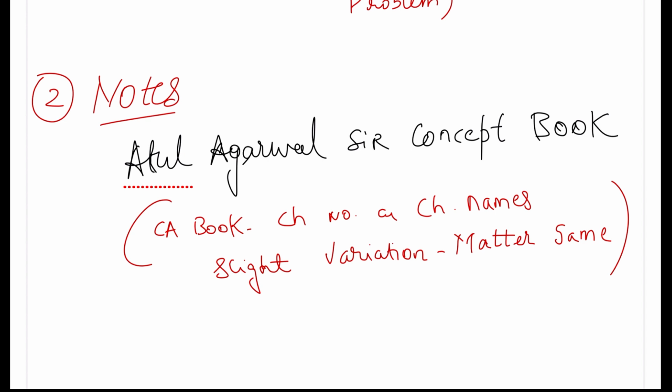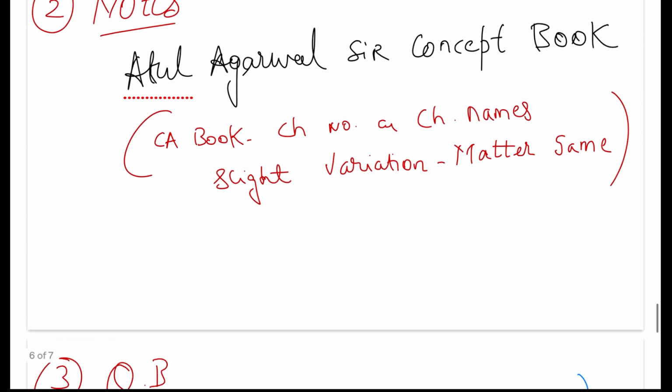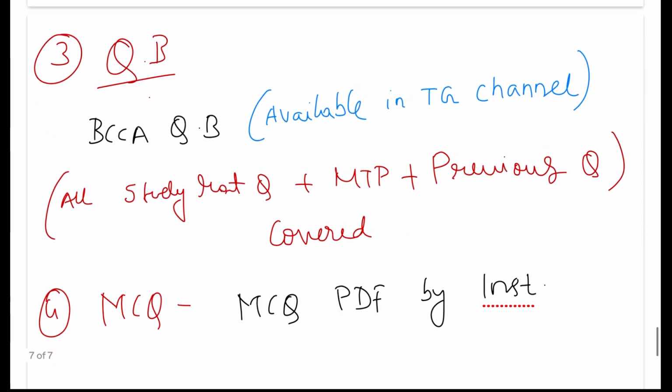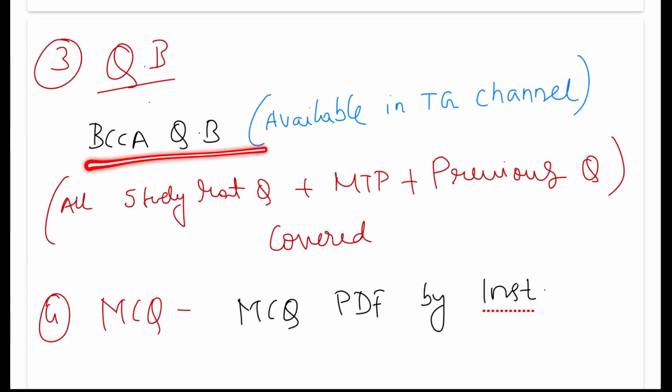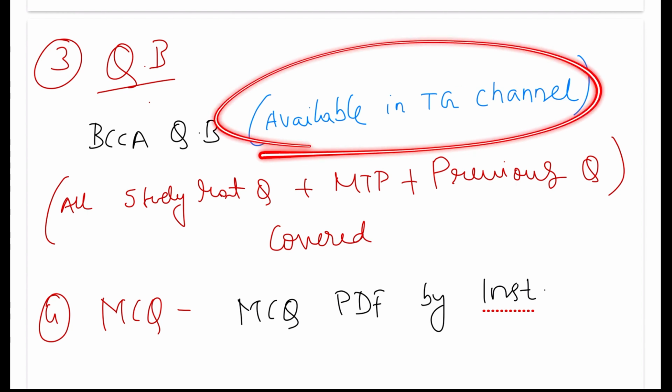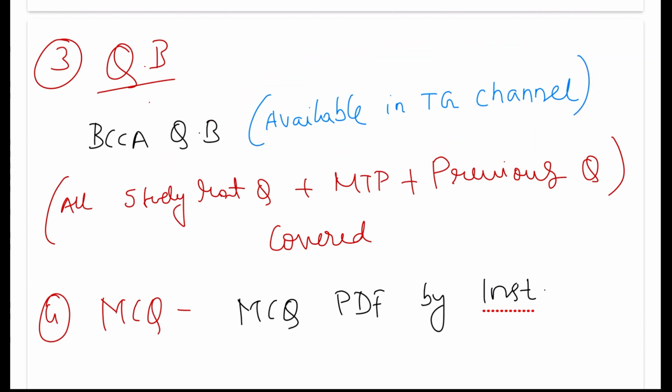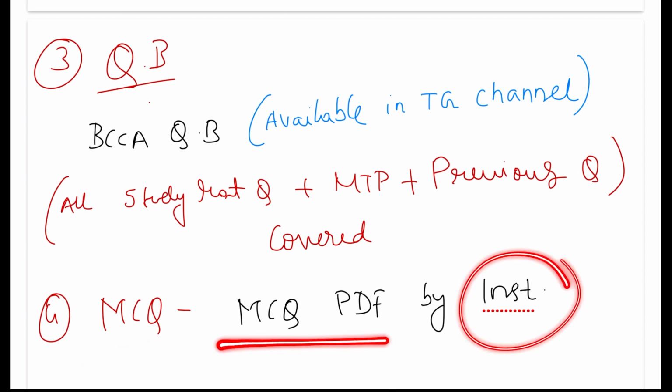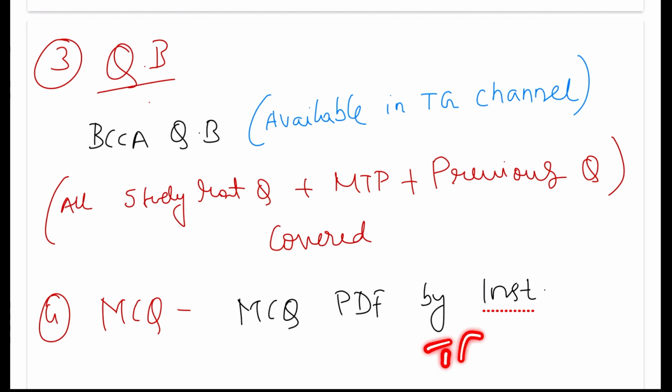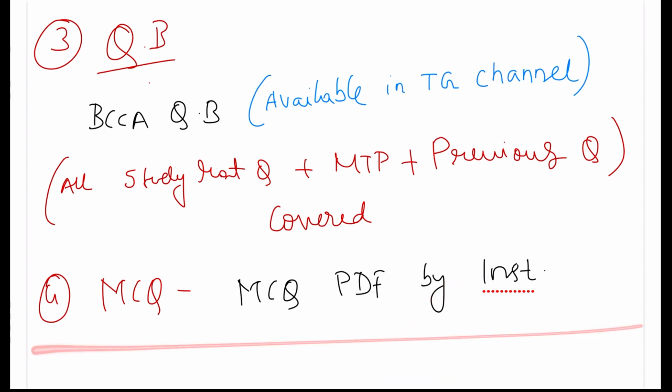Also in this video, I have mentioned that our approach for DT should be question oriented. For that, we need a proper question bank. For the question bank, you can refer to the BCCA question bank, which is available in our Telegram channel. In this question bank, all the study material questions, all the MTP questions and the previous questions are covered. And for MCQs, I have already mentioned the MCQ PDF released by the institute. This is also uploaded in our Telegram channel. You can find it from there. So these are the resources that we can follow for direct tax.